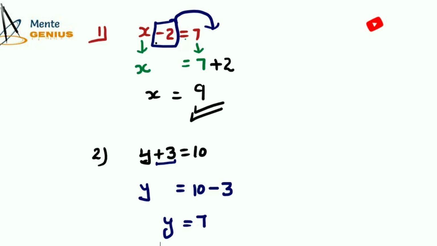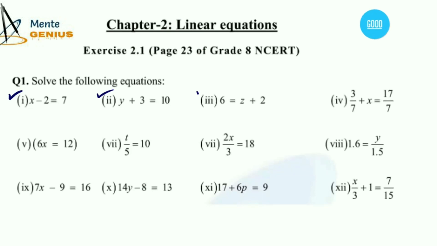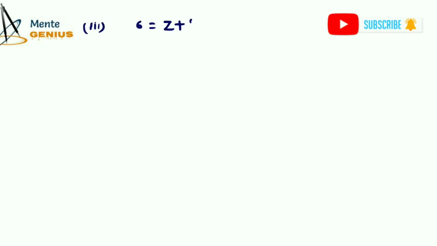We have done question number 1 and question number 2 already. Now we are going to discuss question number 3, which is z plus 2 is equal to 6. Guys, please pause the video and try to do this question by yourself. I think you can do it now. Only practice makes a man perfect.